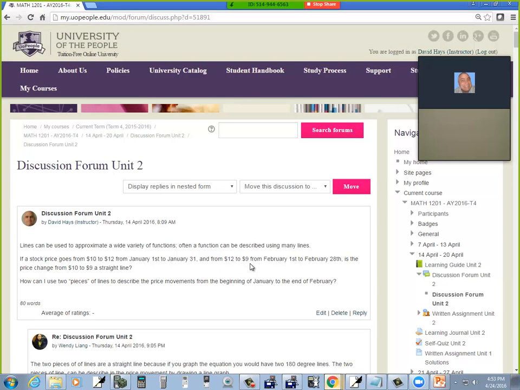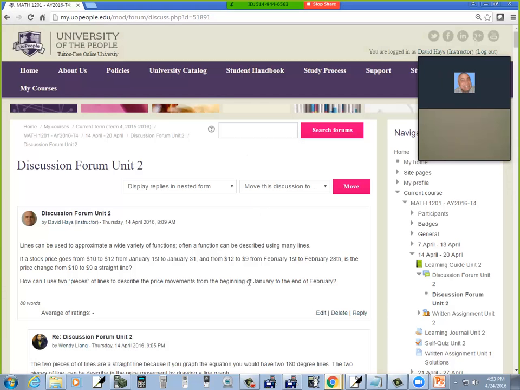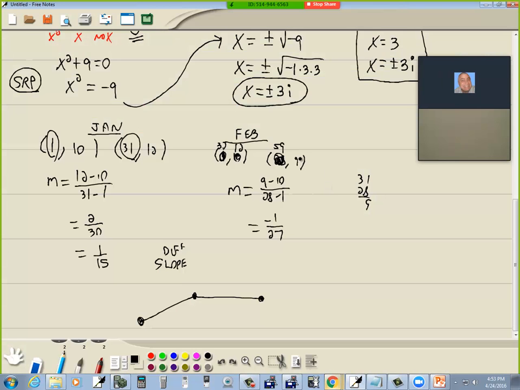Oh, did I write that down wrong? This should have been 12. Well, my eyes are bad. And that's 9. Okay, let's try that, just to make sure. So 9 minus 12 over, what was that originally? 28 minus 1. So that gives you a negative 3 over 27, which again doesn't match the slope. So it means the slope from this first segment will be different from this. But again, there's lots of ways to interpret that.